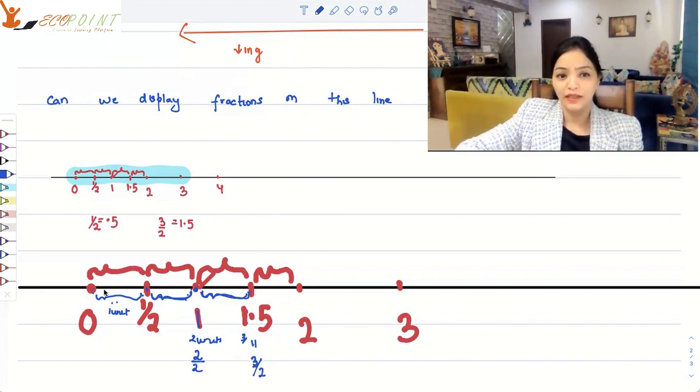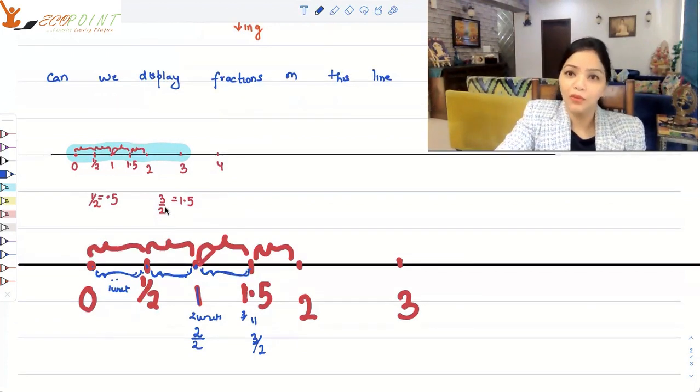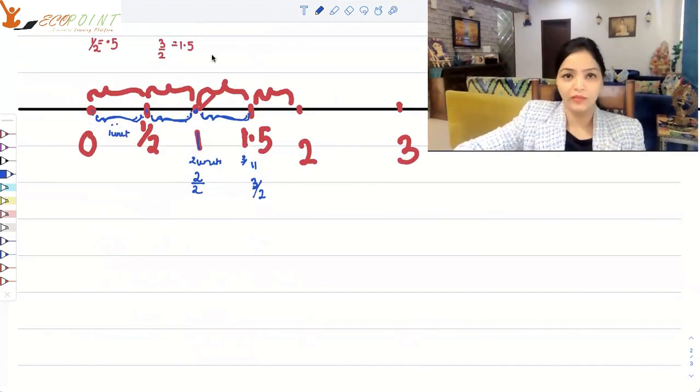3 units where every distance was this. So this is your 2 units. So 3 out of 2 units. This is how you can visualize fraction. Let me throw some more light into it now. The units that I'm talking about.